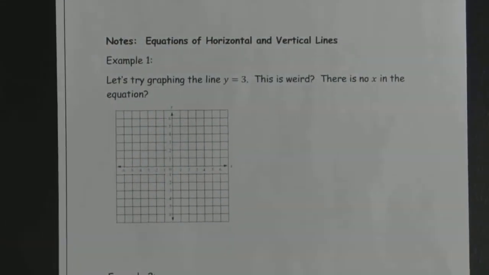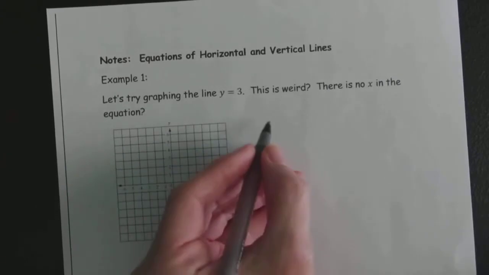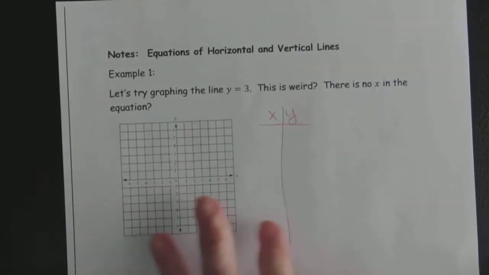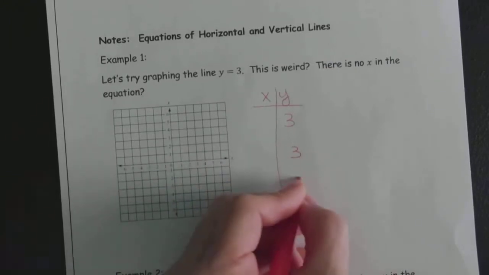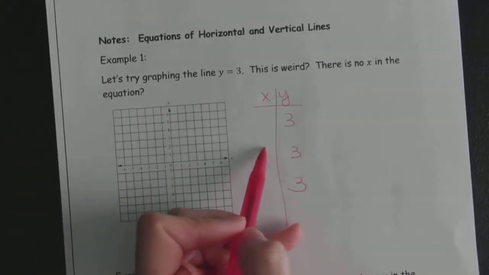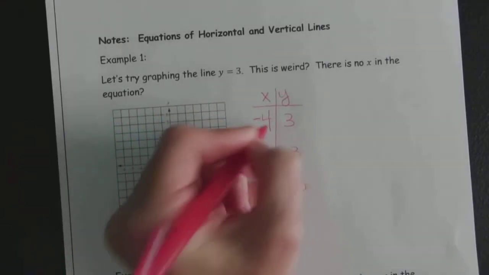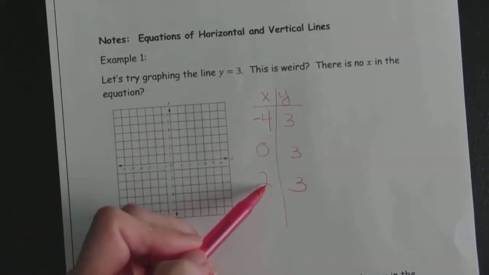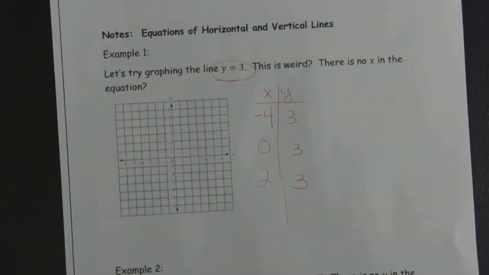So when I'm stumped on how to graph something, I always revert back to a table. So let's just kind of look here. There's no x, so nothing here depends on x. If I make an xy table, y is going to be 3, 3, 3, 3, no matter what the x is. So maybe the x is -4, or maybe the x is 0, or maybe the x is 2. I can make x anything I want, and as I do so, that y is stuck at being 3.